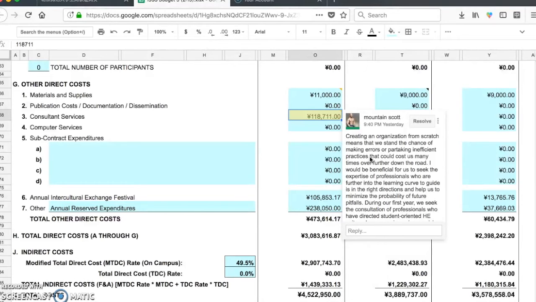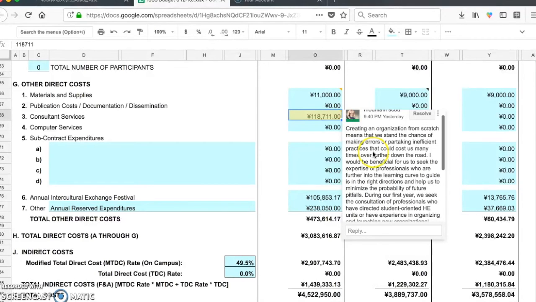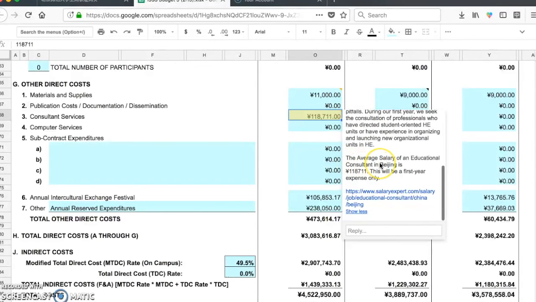Perhaps there's some sort of non-compete agreement with the current university staff at other schools, so we wouldn't choose those, but we will try to seek out a consultant who could help us organize our organization in such a way that we could minimize the likelihood of pitfalls and setbacks. And the average salary for an educational consultant in Beijing is 18,711. We probably won't need them for a full 12 months. So this is the assumption that we will have multiple consultants and that we wouldn't go beyond the range of a consultant who's paid the average salary for 1 year.